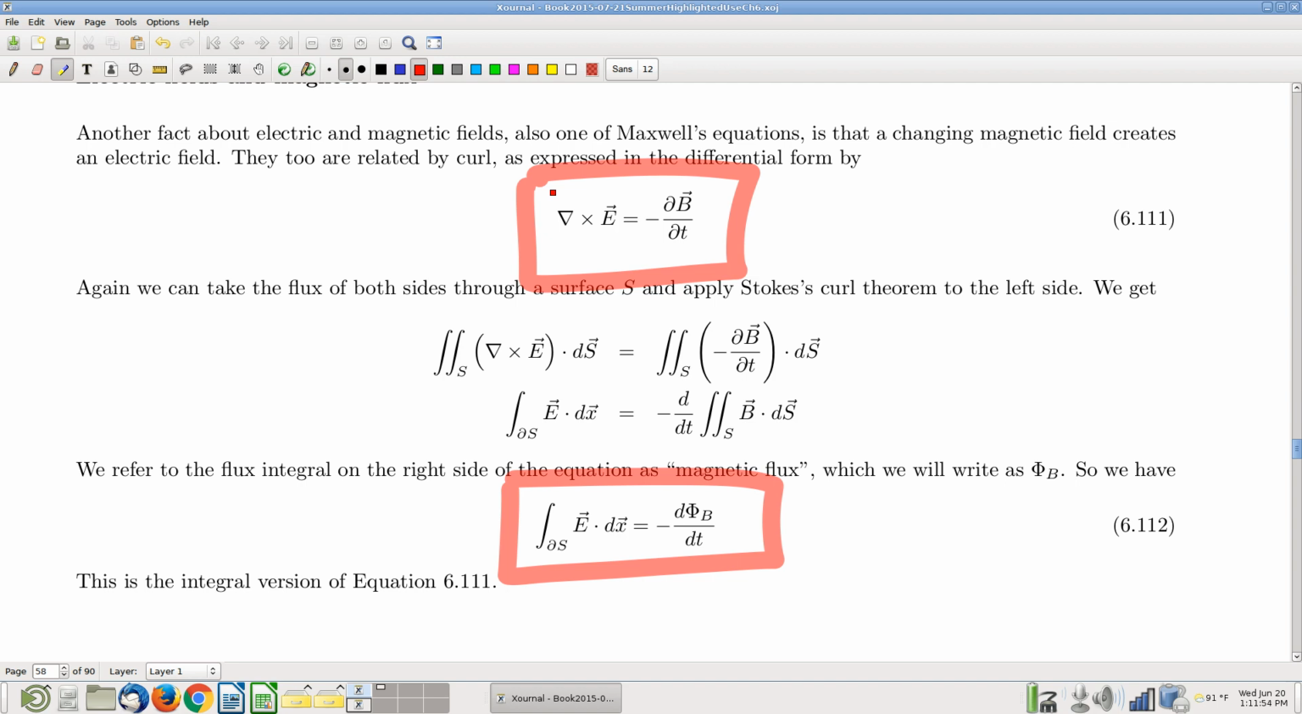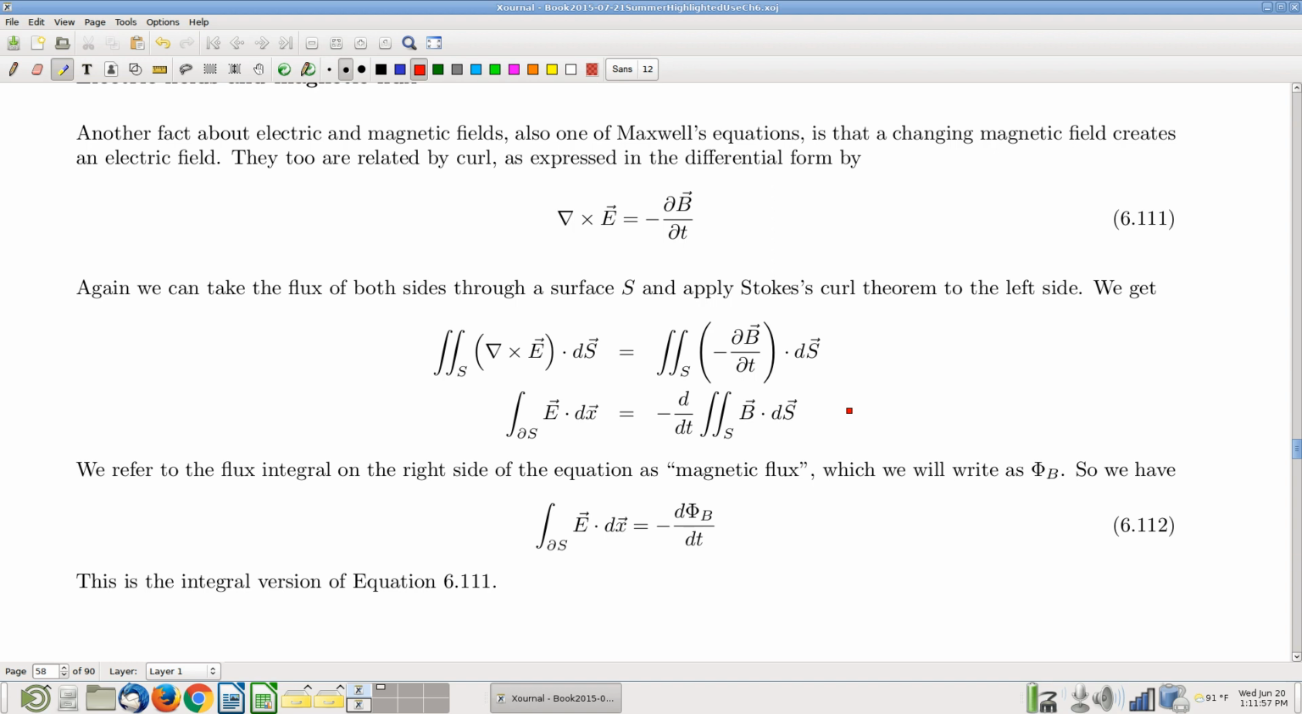Okay, so y'all have now all seen all four of Maxwell's equations from both different points of view. Again, this is not a physics class, so I don't expect you to really have perfect intuition about electric and magnetic fields. And by the way, I am leaving out a lot of stuff.